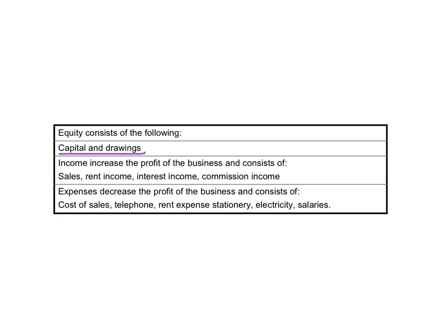Income increases the profit of the business, and income is sales, rent, interest, commission. And if the profit increases, the owner will receive a bigger profit, so the equity will increase. Expenses decrease the profit. For example, cost of sales, telephone, rent, stationery, electricity. And if you pay expenses, the profit decreases, so the equity will decrease.